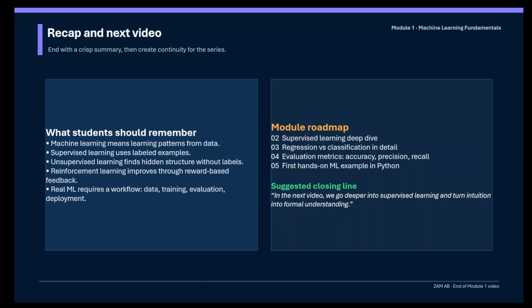We'll be discussing different kinds of algorithms that are there, regression versus classification in quite a detail. And then we'll be having evaluation metrics: accuracy, precision, recall. What are all of these things? Not only that, we'll be taking practicals for this supervised learning in Python. In the next video, we go deeper into supervised learning and turn this intuition into a formal understanding, definitely.